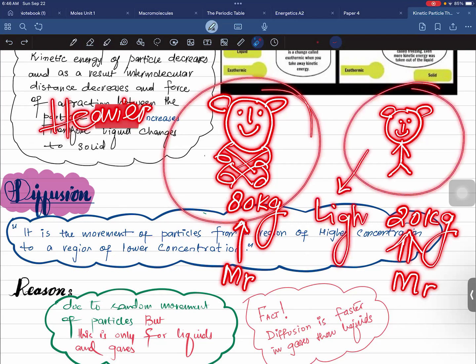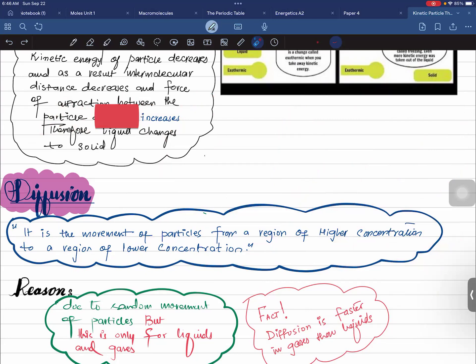Ultimately, if they would be moving, who will win the race? You will say the guy who has 20 kg weight. Why? Because this is the lighter. It can move faster because it has the lighter weight. So it all depends on the molecular mass, the weight of the molecules, the weight of the particles of the substance. Exactly.